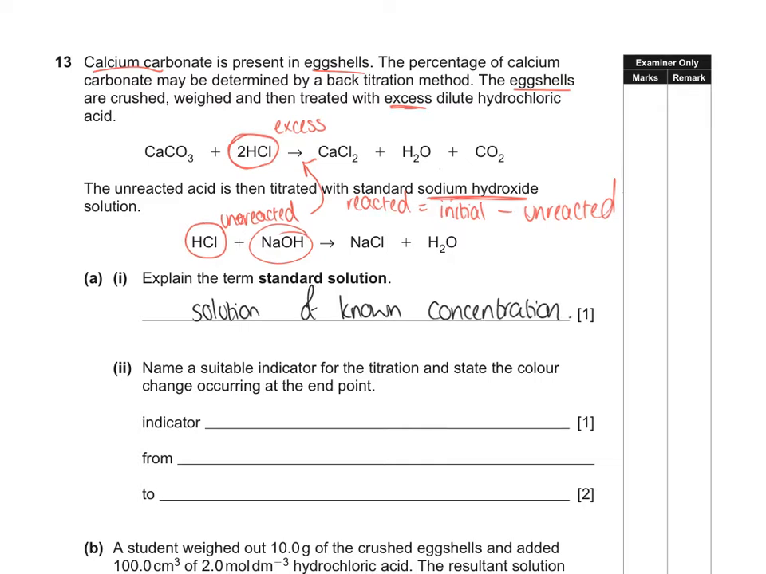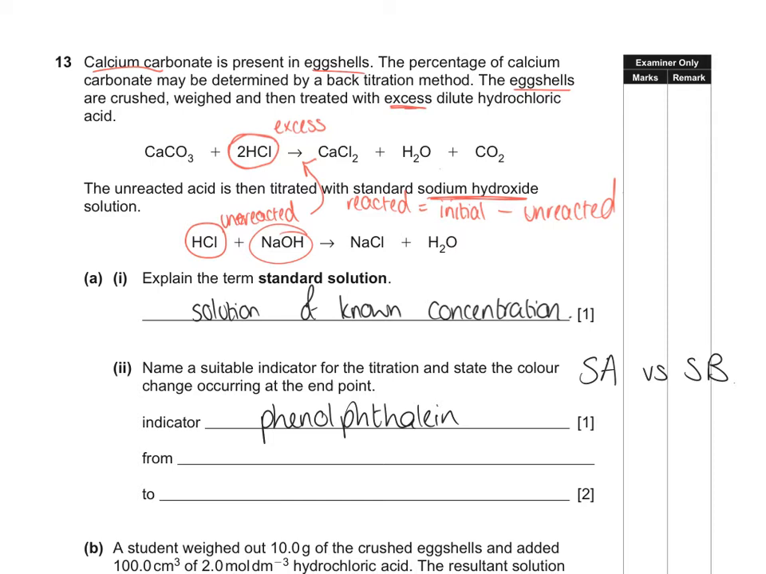The next part, the choice of indicator, is pretty straightforward. You've got hydrochloric acid, which is a strong acid, so strong acid versus sodium hydroxide, which is a strong base. So therefore, the easiest one to use is phenolphthalein. You can also use methyl orange, but phenolphthalein we are a little bit more familiar with. But for the end point, you need to think about what is in the conical flask, and please do think about this, otherwise you're throwing a mark away.